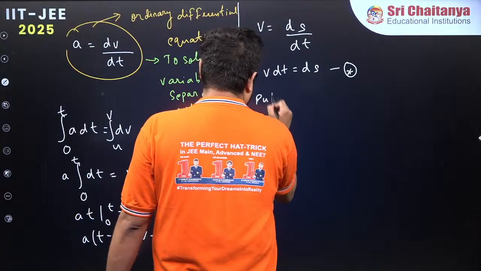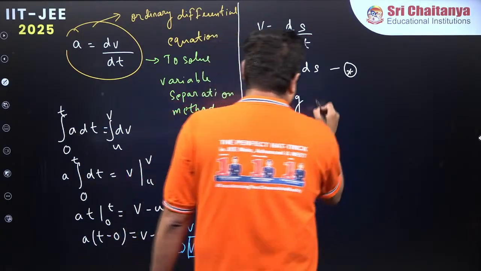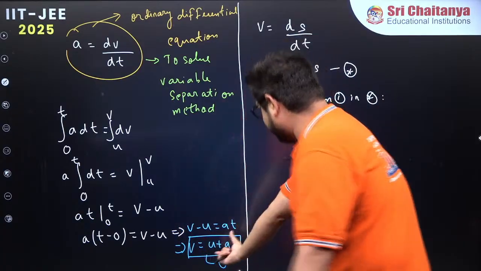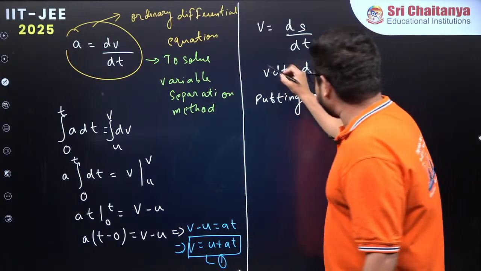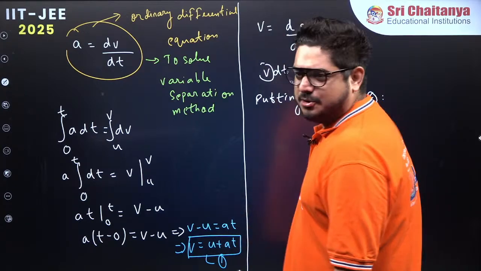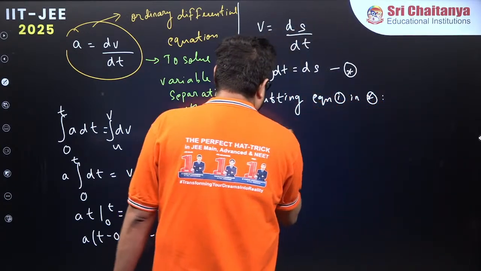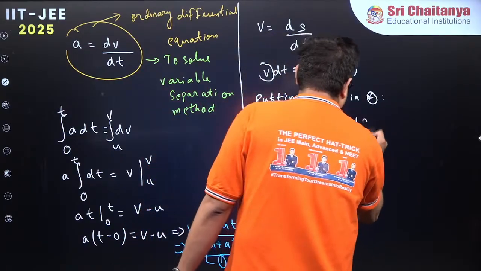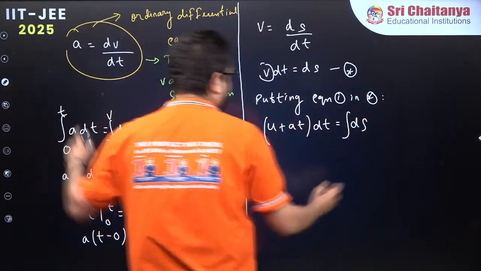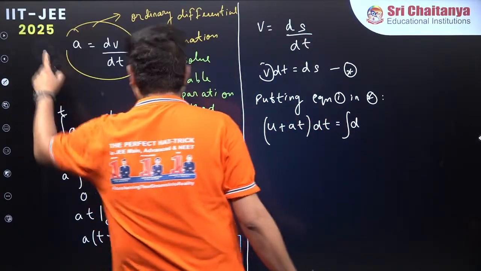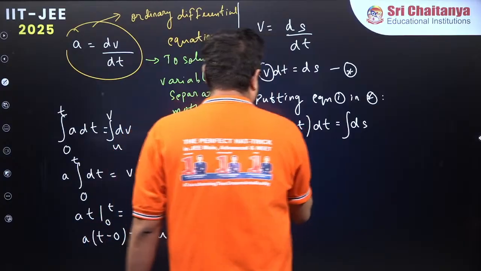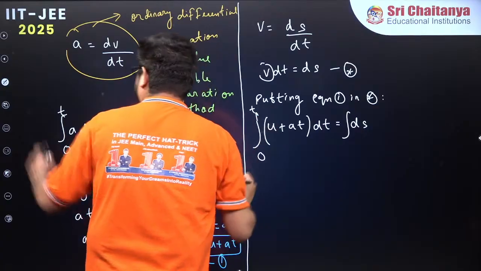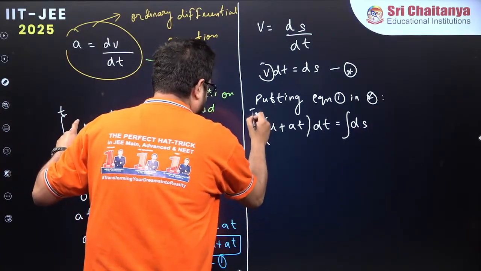Putting equation number 1 in star, what will I be getting? Instead of v we need to put u plus at over there, okay? So as a result, it's going to become u plus at dt is equal to ds. Now integrate it on both the sides. On the LHS, we need to integrate from 0 to t. Yes or no, everyone?